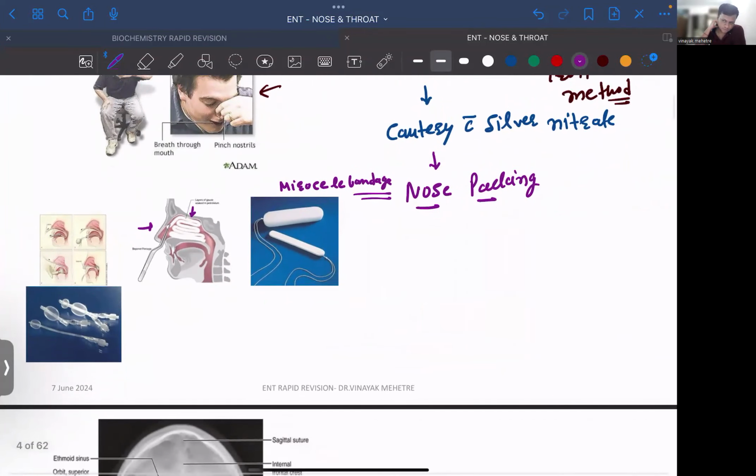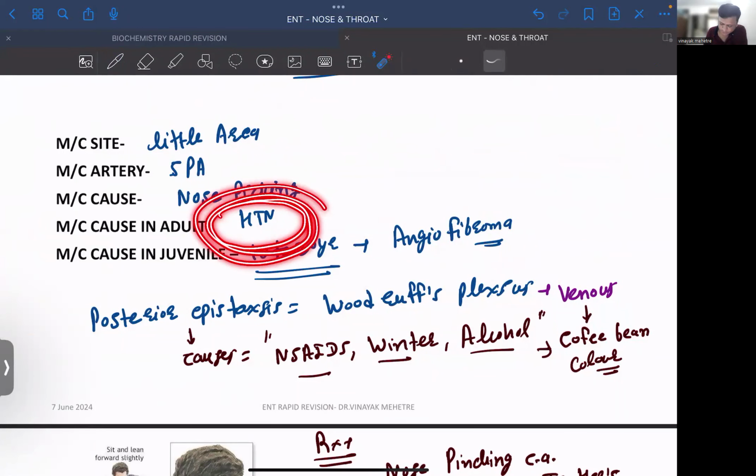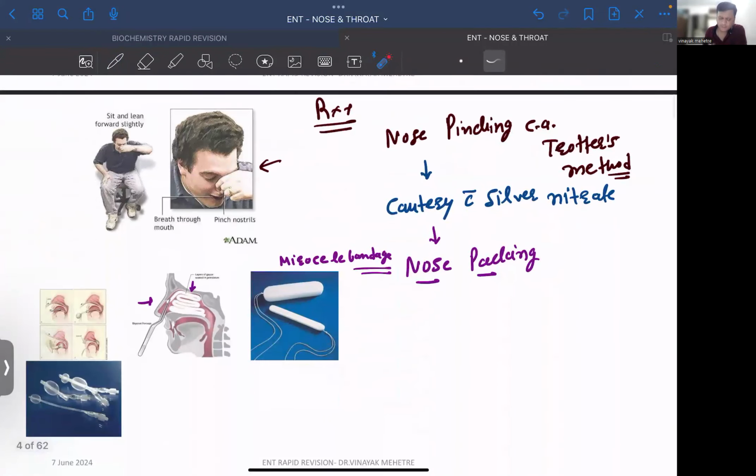Now even after doing nose packing, the patient's bleeding is not stopping. One catch point which I want to tell you: nose bleeding, nasal epistaxis with hypertension. With this, what do we have to do? We have to control his hypertension, right? If there is too much blood flow in the pipes, can that pipe clot?